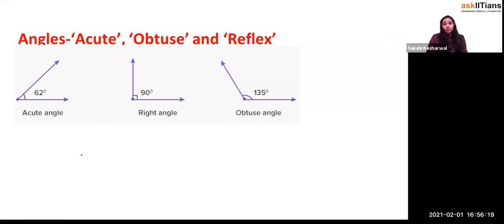Okay, so there are three types of angles which you should know. What are the types of angles? There are three types of angle. One is the acute angle, one is the right angle, and the other is the obtuse angle, right? So what does an acute angle mean?